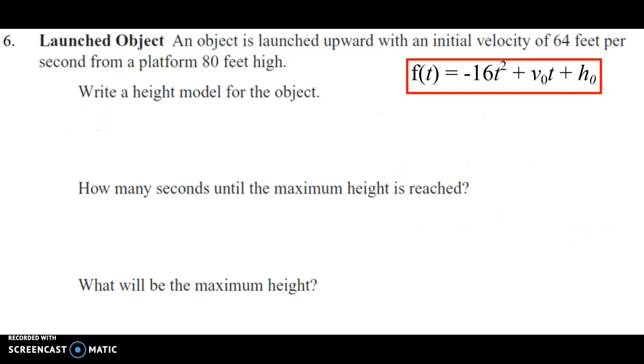All right, so let's take a look at the scenario that they give us and fill in the numbers. So we're going to write this as f of t equals negative 16t squared. And then what's the initial velocity of this object? 64. So plus 64t. T is no different than any variable. You can put x's if you want. They just use t because we're talking about time and height. And then plus, what's the initial height of the object? 80. So this is the quadratic that we're working with here.